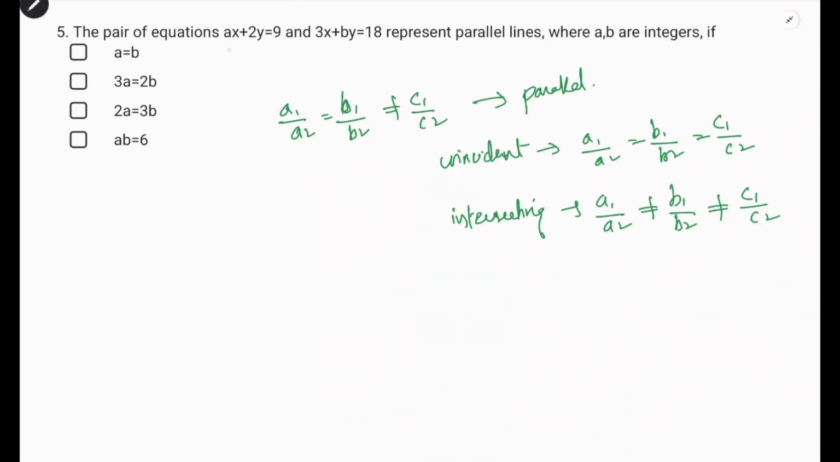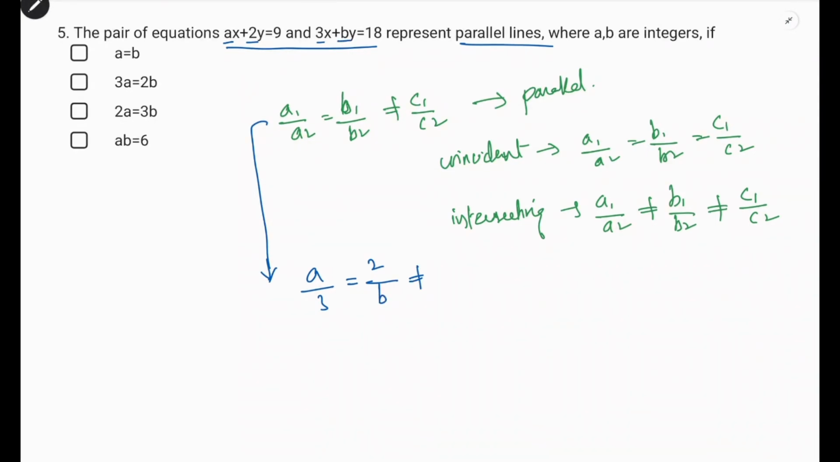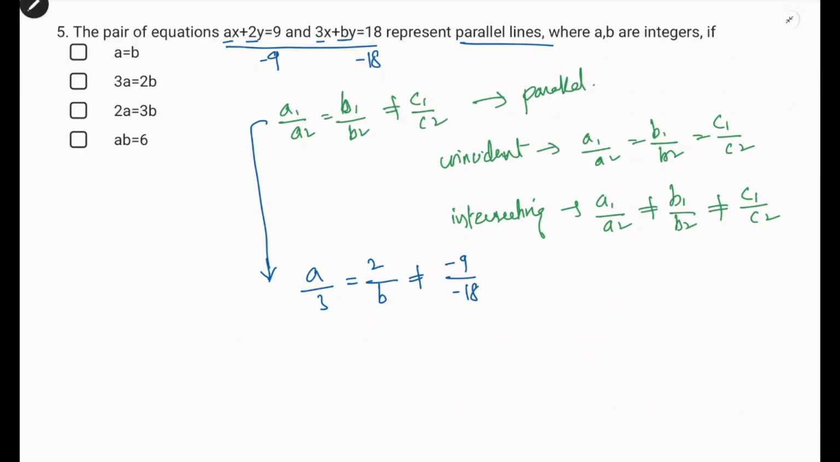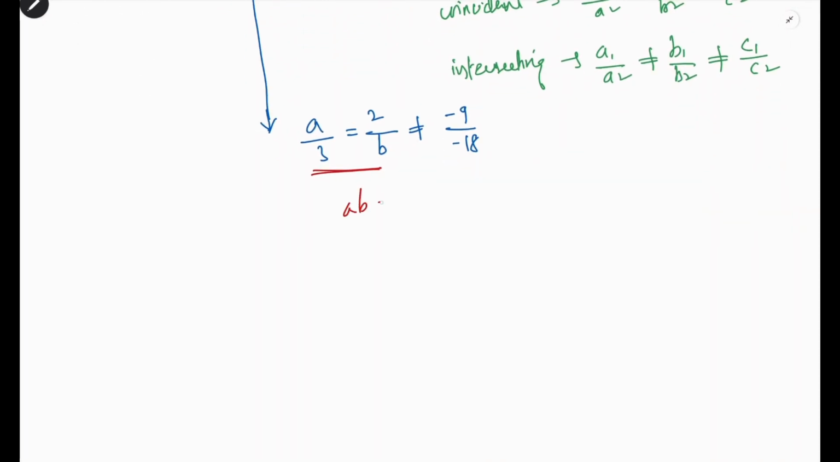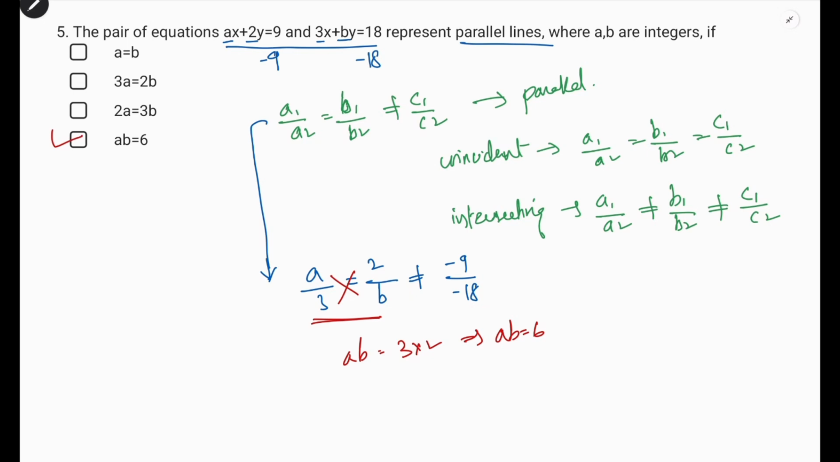In the question it is told that these equations are parallel lines, so we will use this condition. a1 is the coefficient of x, a2 is the coefficient of x in the second equation, by 3 is equal to b1, the coefficient of y, which is 2, b2 is the coefficient of y in the second equation, by b not equal to c1, which is minus 9. If you bring 9 to the left side, it will be minus 9. If you bring minus 18 to the left side, it will be minus 18. c1 is minus 9, c2 is minus 18. Now we will solve this. We will get ab is equal to 3 into 2. When you cross multiply, we will get ab is equal to 6. So the fourth option is correct.